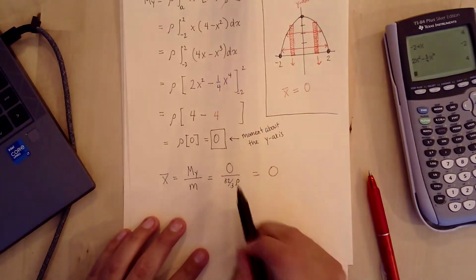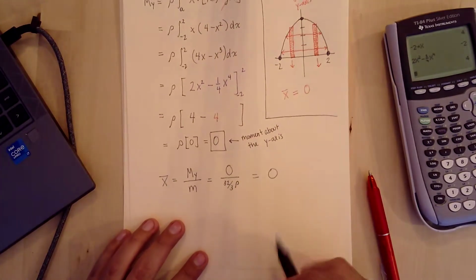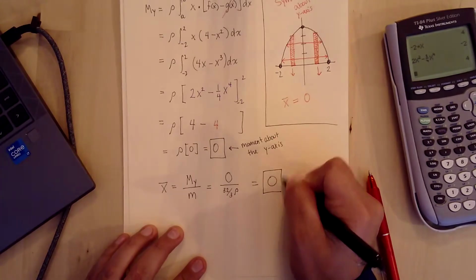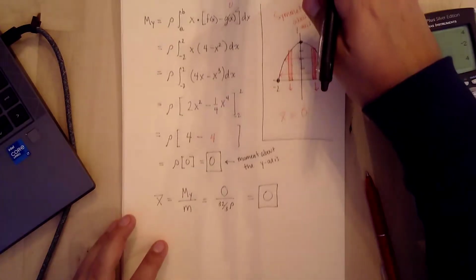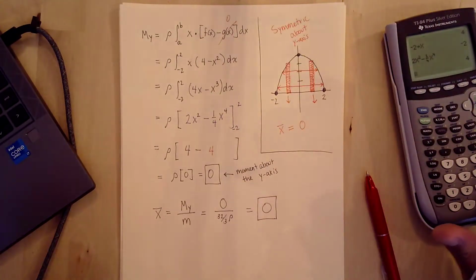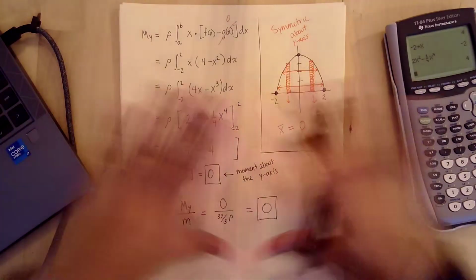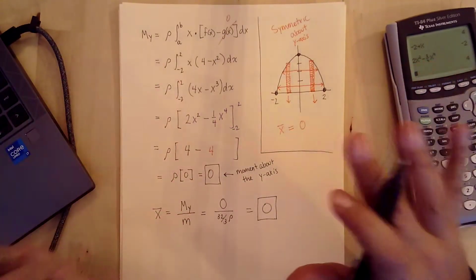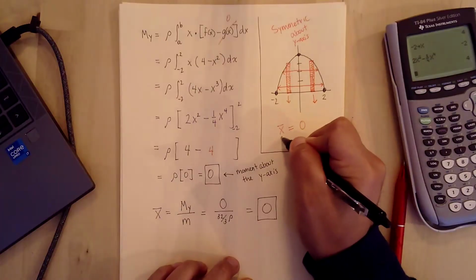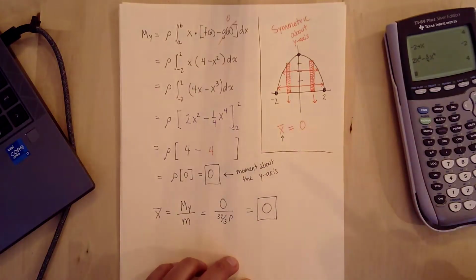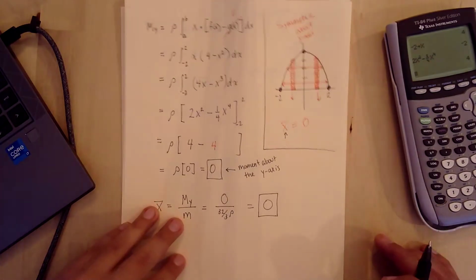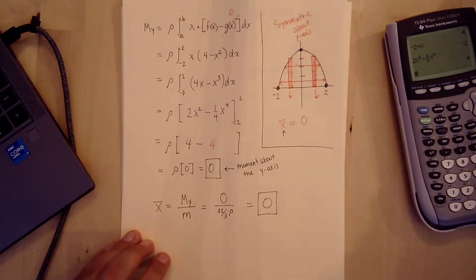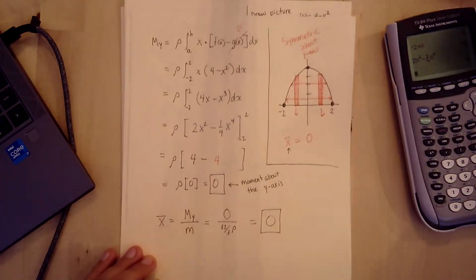But again, like I was saying, 0 divided by anything is going to be 0. So if we had observed that at the very beginning, we could have cut out a lot of time by just saying, oh, this is symmetric about the y-axis. So that center of mass in the x dimension should be zero. Right? We could have done that. It's okay that we didn't. It's really good practice either way.